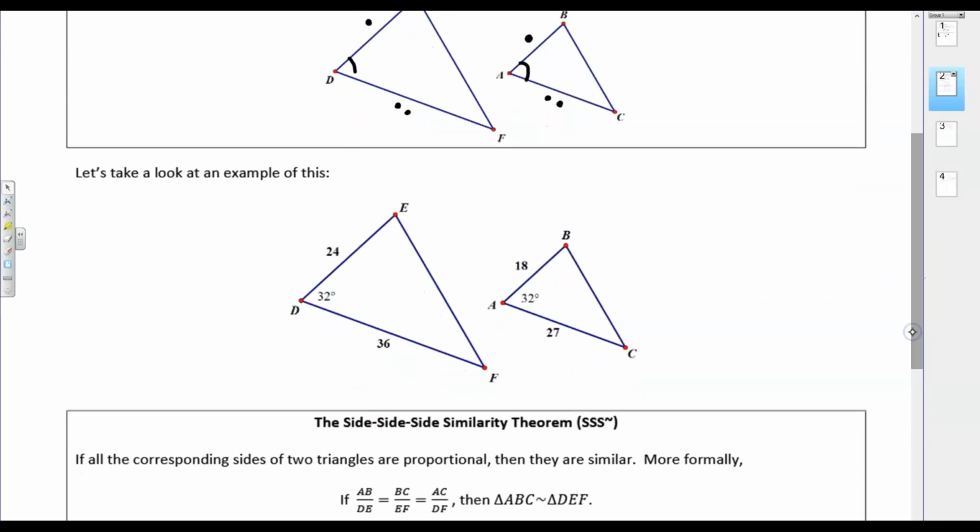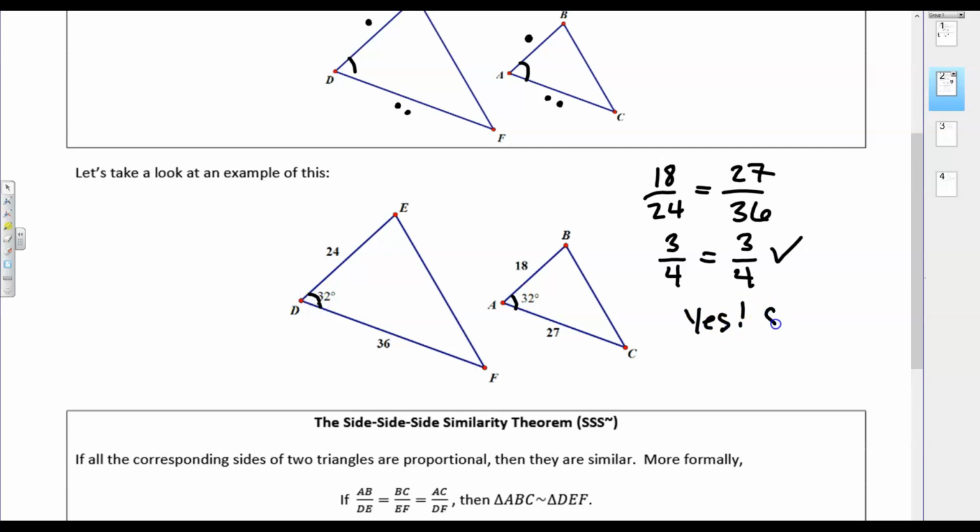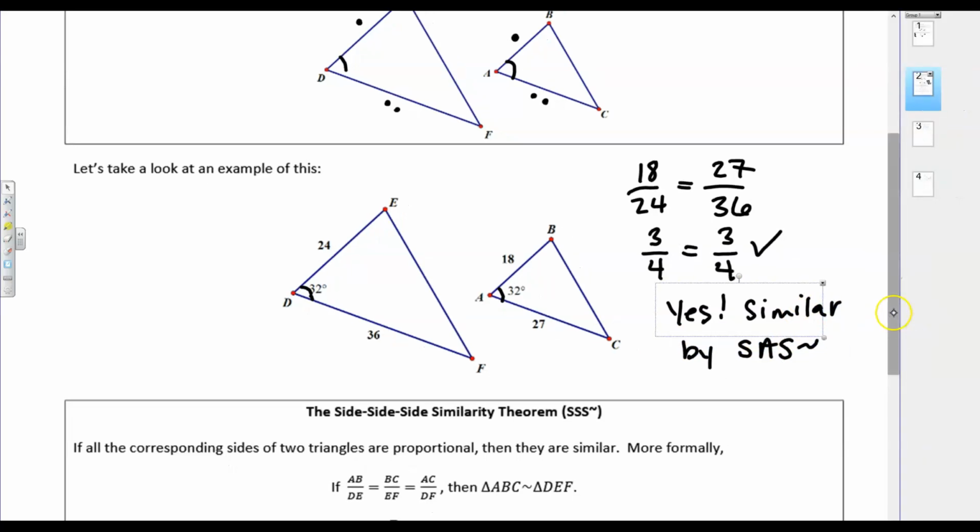So let's look at an example of this. Down here, I'm going to see if 18 over 24 is in the same ratio as 27 over 36. 18 over 24 has a common factor of 6, so this becomes 3 over 4. 27 over 36 has a common factor of 9, and it also becomes 3 over 4. So yes, those two sides are in proportion. And then both of these have 32 degrees as their measure. So yes, these are similar by SAS tilde.